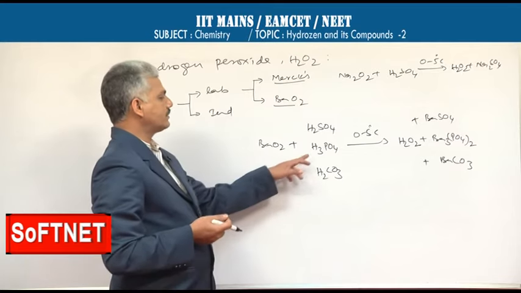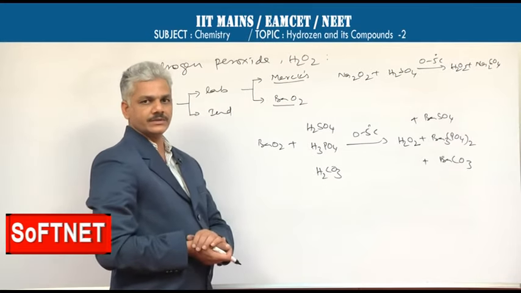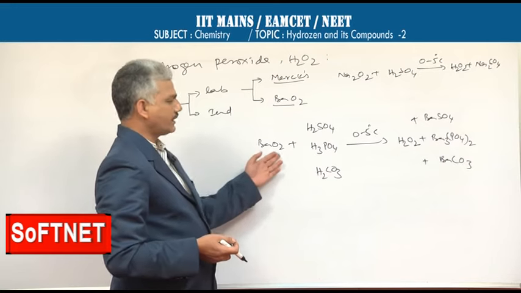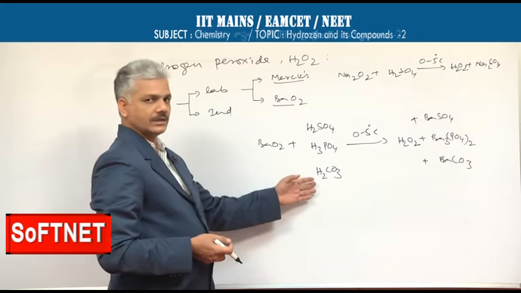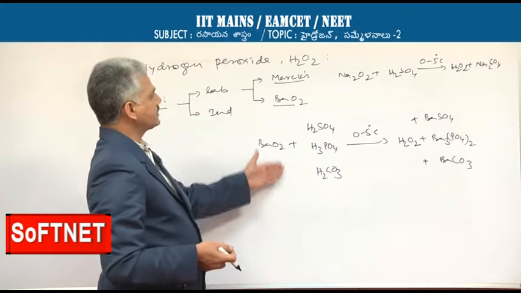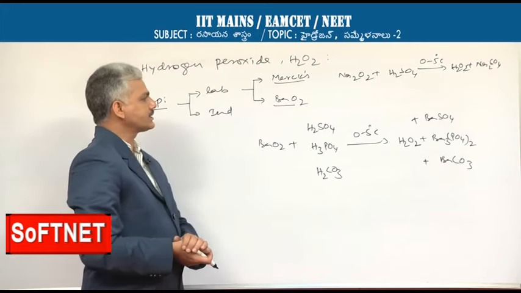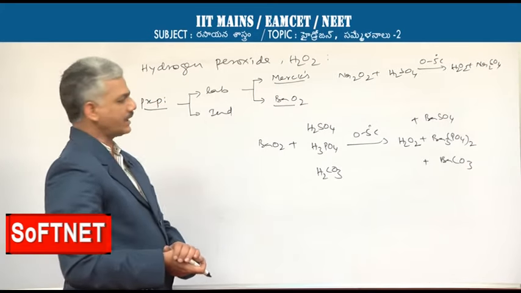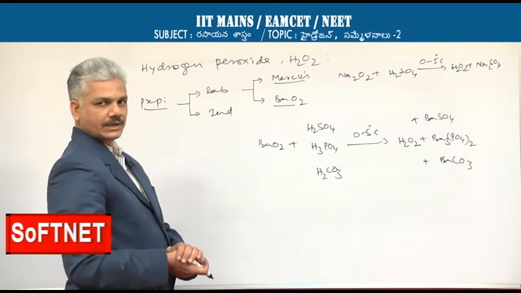Hence, the suitable acids for the preparation of hydrogen peroxide from barium peroxide are phosphoric acid and carbonic acid. By means of these reactions, small quantities of hydrogen peroxide can be prepared in the laboratory.